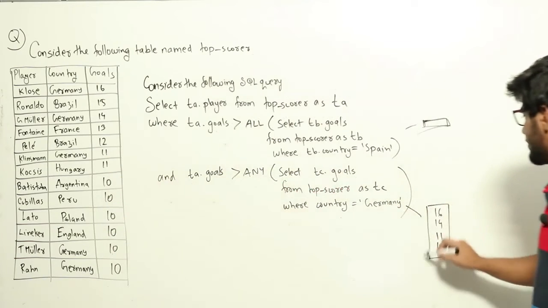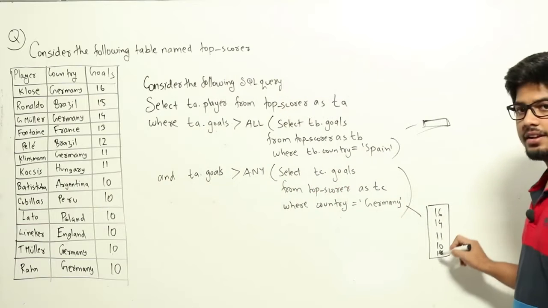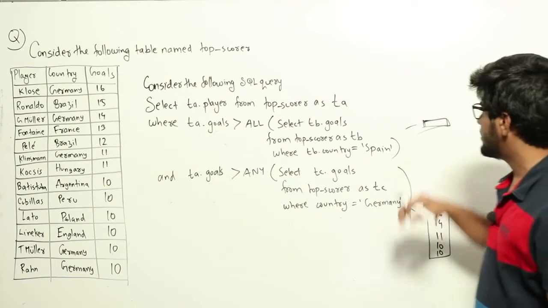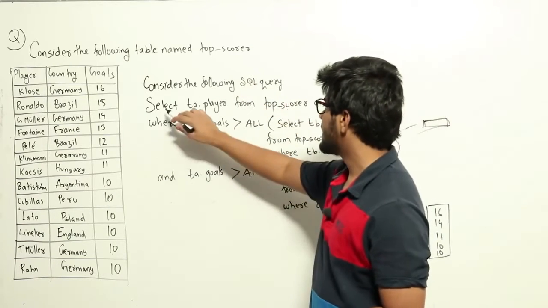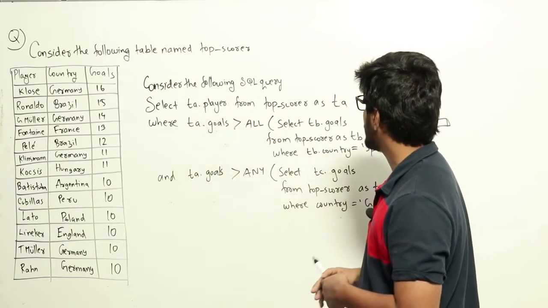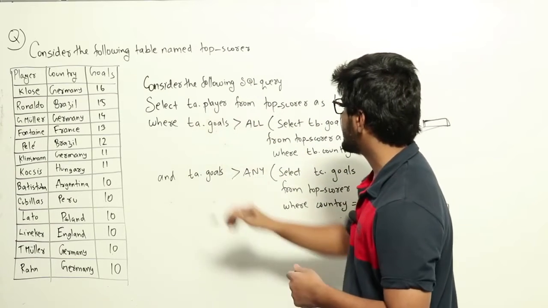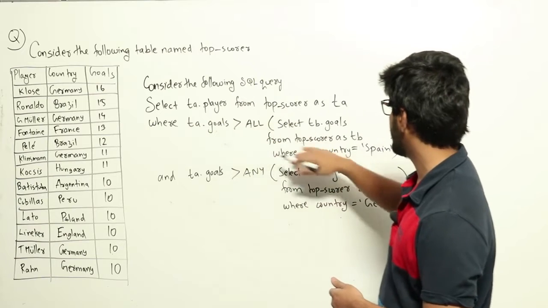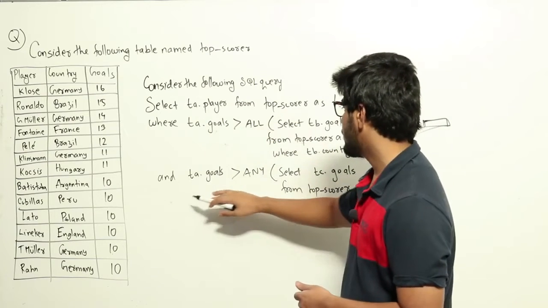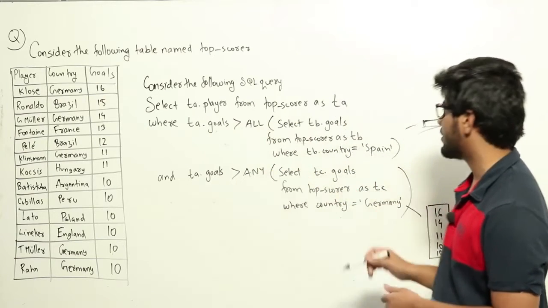So it will return this table, that is 16, 14, 11, 10 and 10. Now with this info, let us look at the full query. Select ta.player from top scorer as ta, where ta.goals greater than all of what we got here and ta.goals greater than any of what we got here.